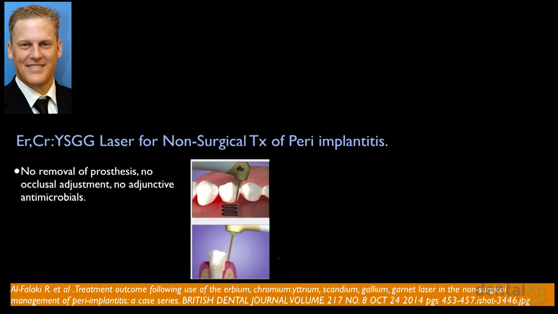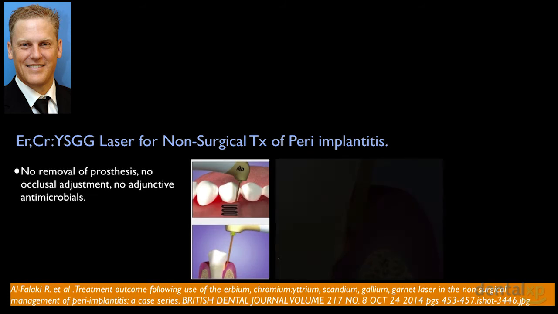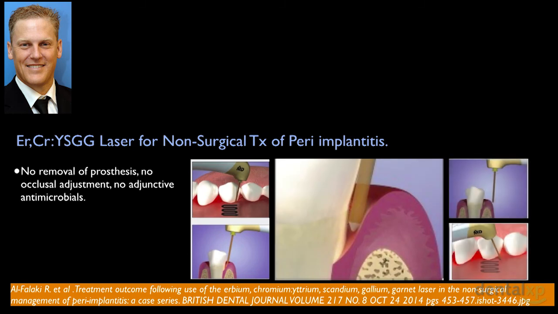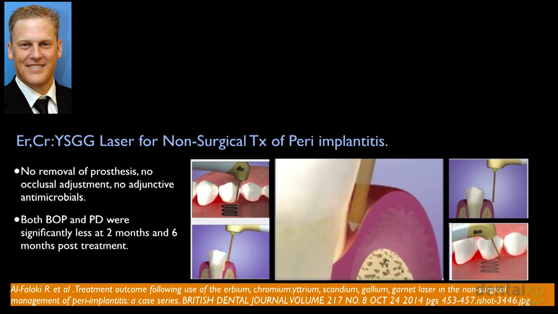The procedure involved removing the inner wall of the pocket first, detoxifying the implant surface, and then deepithelializing the outer surface to about 5 millimeters. The study concluded with the fact that both bleeding and probing depths were decreased significantly at 2 and 6 months. And the conclusion was that it's a promising treatment, but we need more analysis.